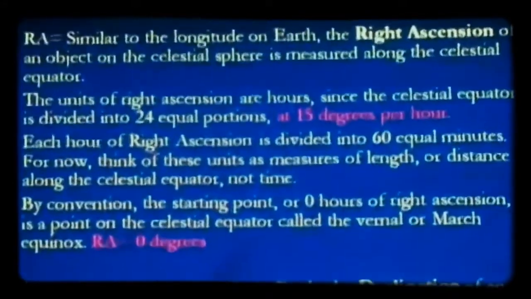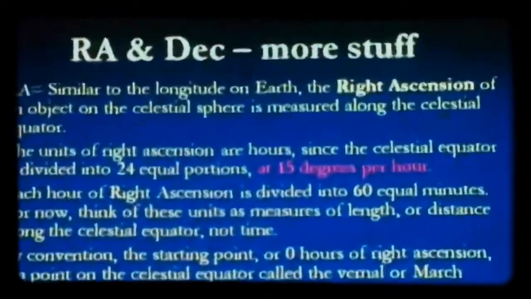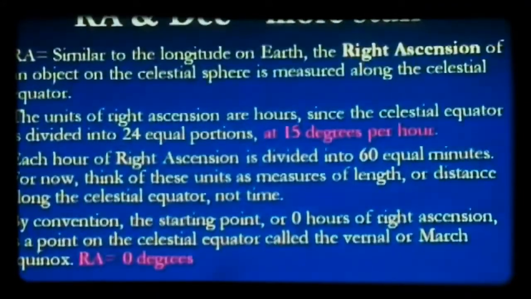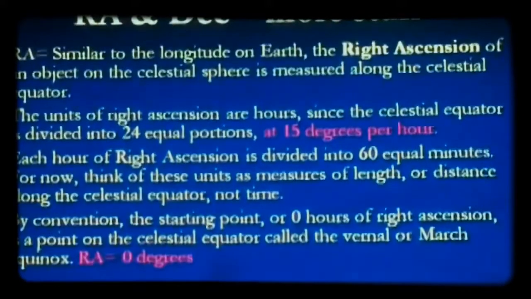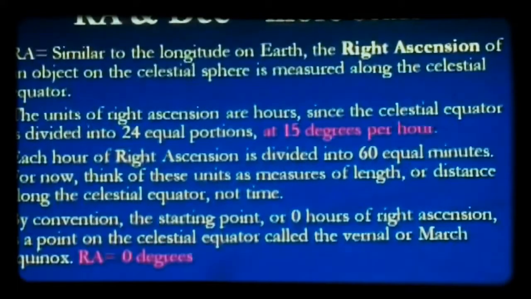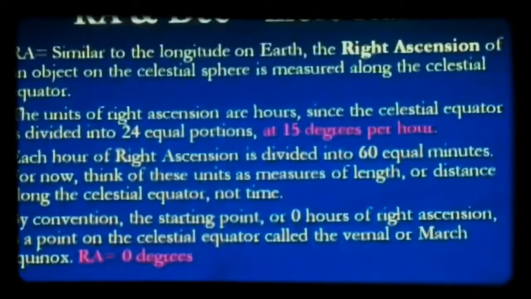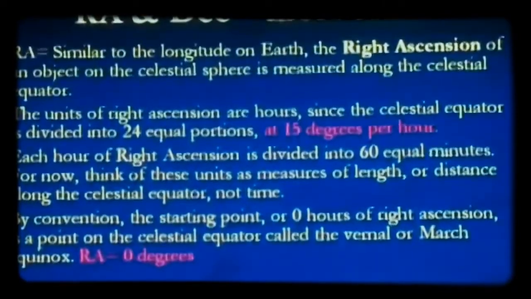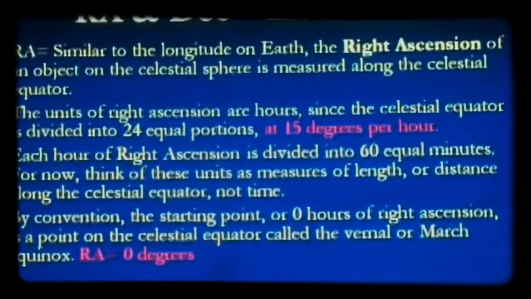Right ascension is similar to longitude on the Earth. The right ascension of an object on the celestial sphere is measured along the celestial equator. So think about longitude. Longitude lines run north and south on the Earth. If you were to look at the sky and divide it up, right ascension is going to be those pie slices of the sky that line up with longitude. But unlike longitude, we're going to talk about those in terms of hours and minutes. So a complete arc, 360 degrees, is going to be divided up into 24 hours.